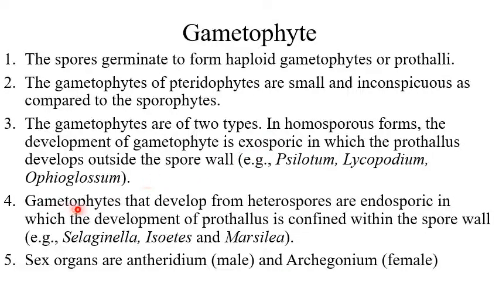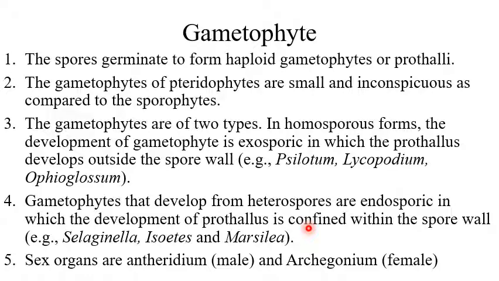On the other hand, gametophytes that develop from heterospores are endosporic. Now what is heterosporous? When a pteridophytic plant produces two different kinds of spores. Small spores are called microspores and large spores are called megaspores. So when these two kinds are developed, that is called a heterosporous pteridophyte, and these heterosporous pteridophytes are actually endosporic. Endosporic means what? The prothallus is developing within the spore. It does not grow out of the spore.